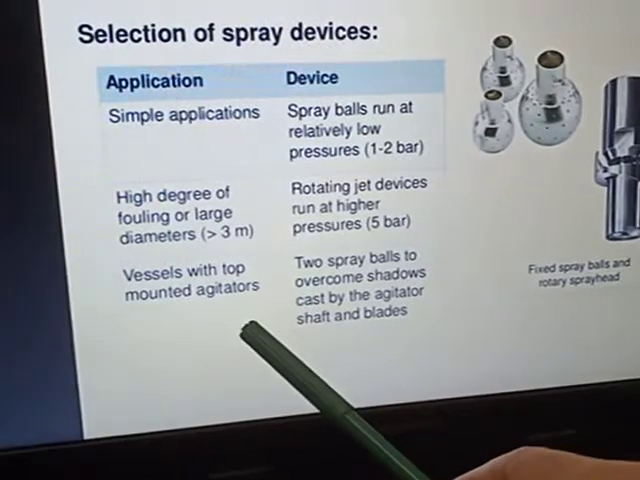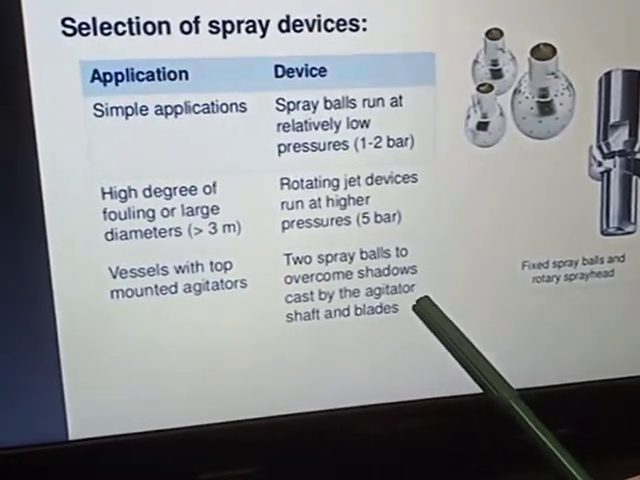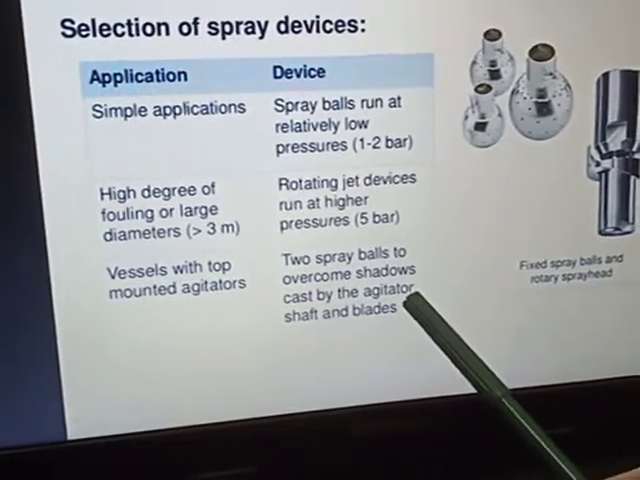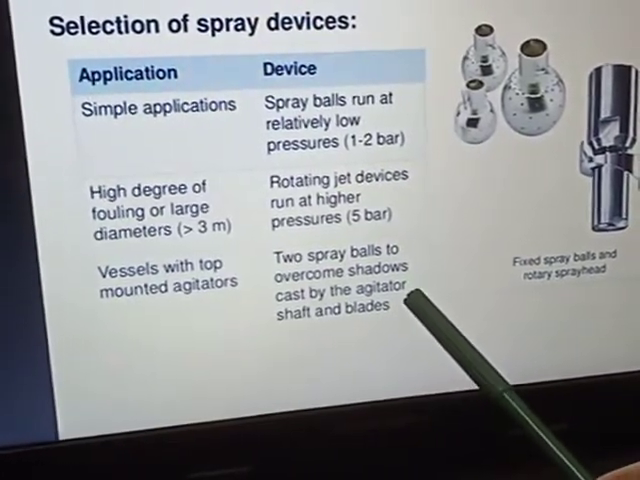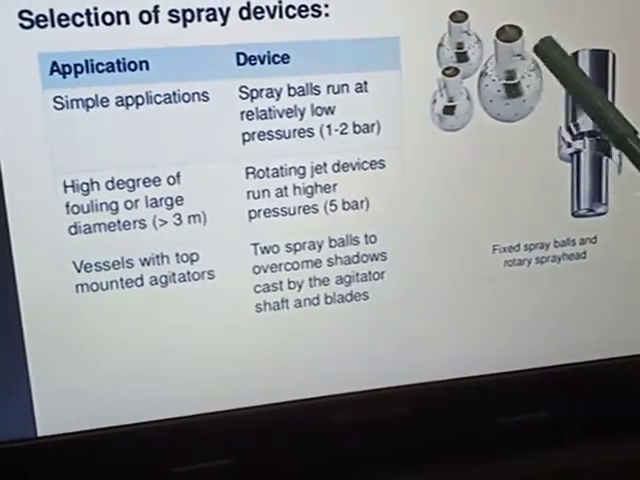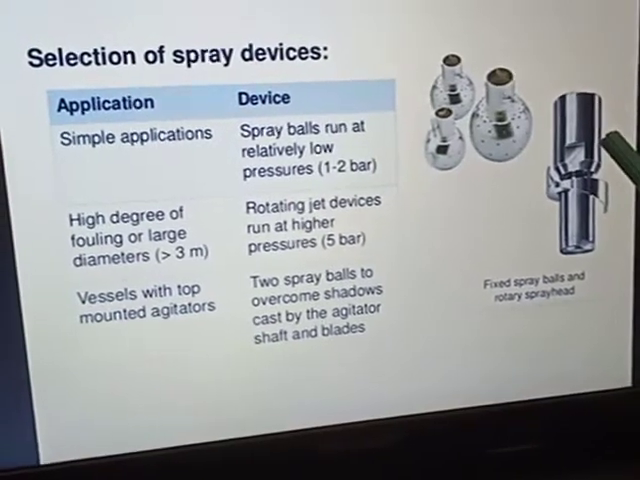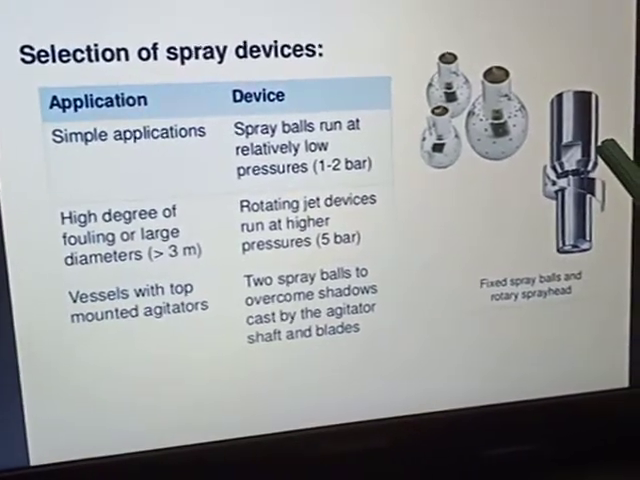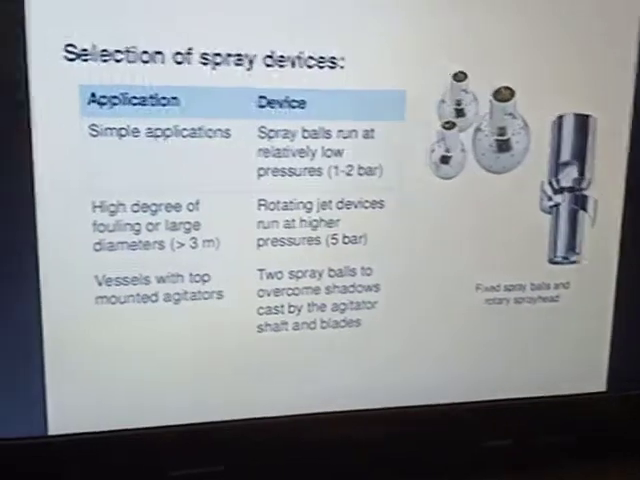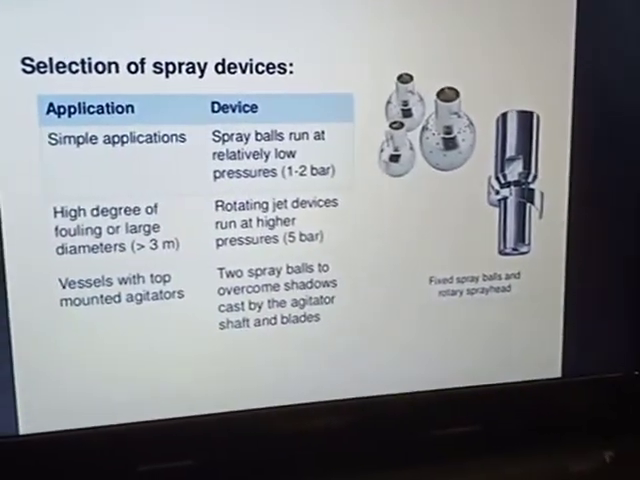Vessel with top mounted agitators. You have 2 spray balls to overcome shadowy parts or shadows cast by the agitator shaft and blades. You have the agitator shaft here, so it will shadow certain parts. That's why you need to put 2 spray balls, so that all the area inside the vessel will be covered.